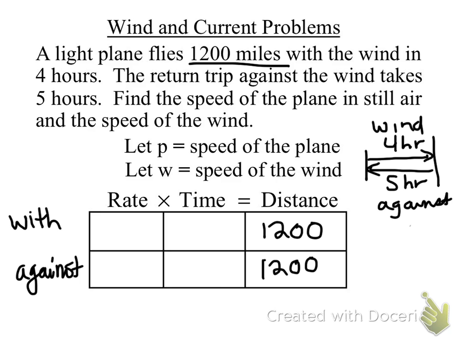Do we know the time? Aria, what's the time? The time with the wind is 4 hours, and against the wind it is 5 hours. Do we know the speed of the plane? So we're going to call that R in both cases. Only in the top one, the speed is getting what? Pushed by the wind. So how would I show that?